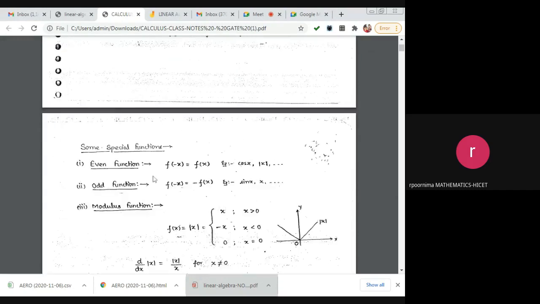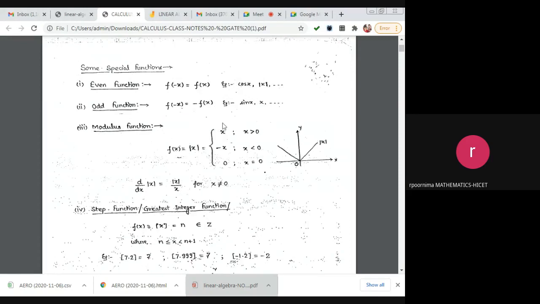some function, actually more than one function with more than one variable, then it is said to be a composite function. Some special functions: the even function. If you replace x with minus x and you still get your original function, that will be your even function. If after replacing x with minus x you get the negative of that function, that is your odd function. The modulus function, sometimes called the rectangular function, is more than one function with different types of intervals.